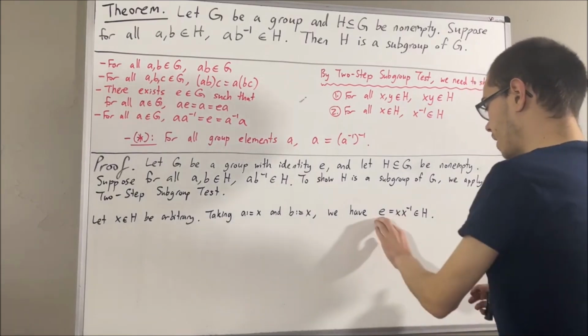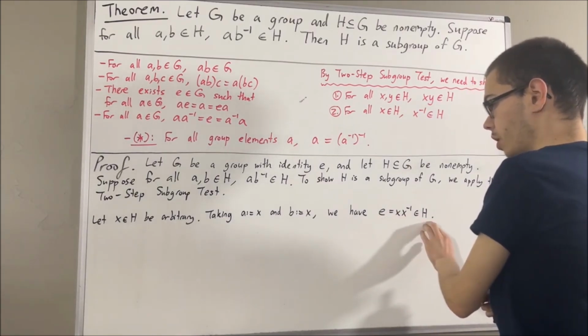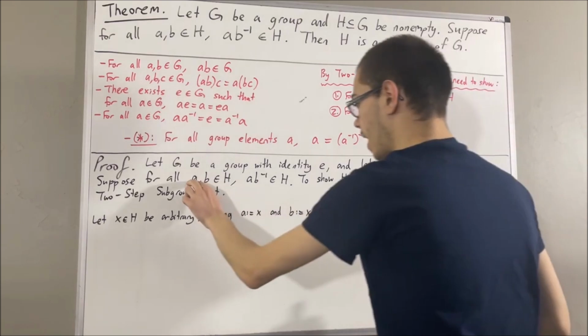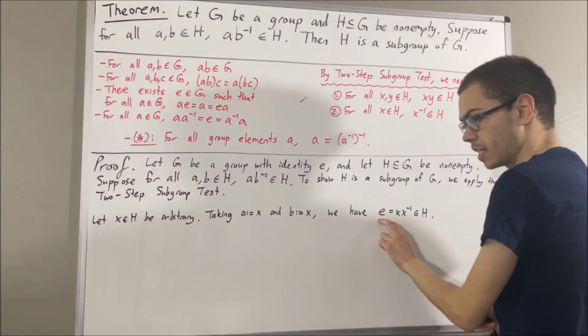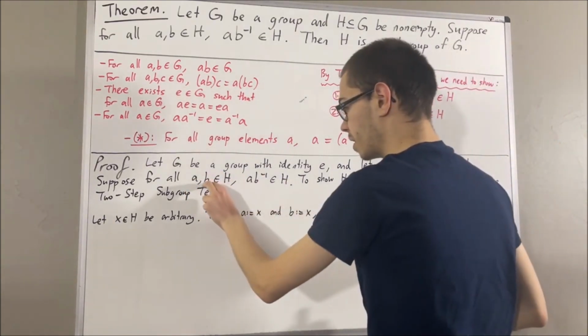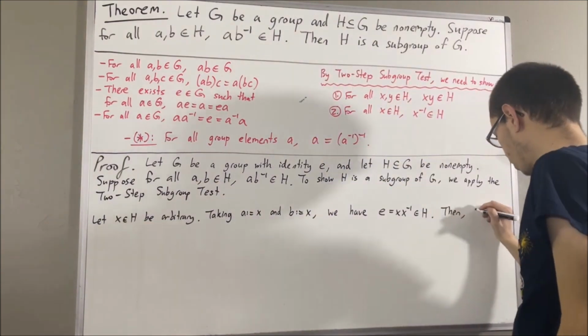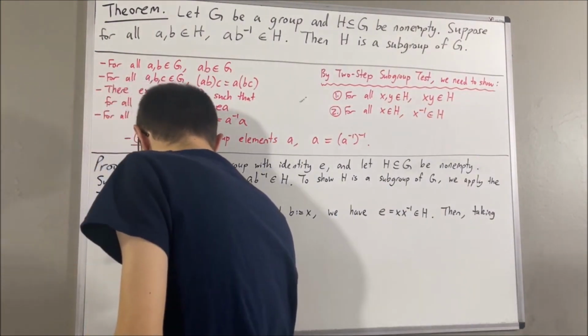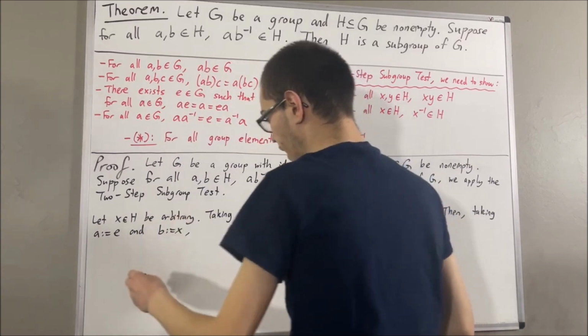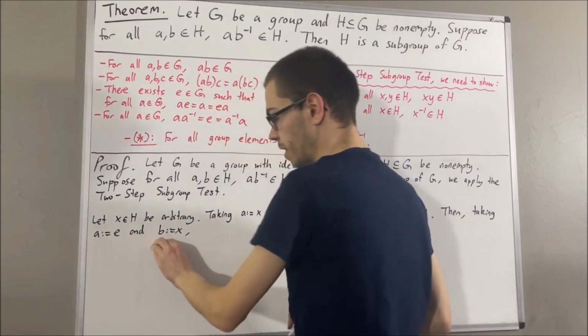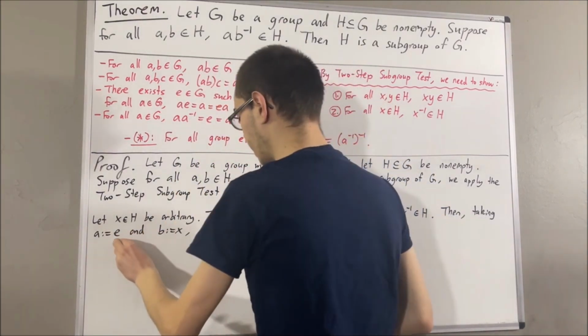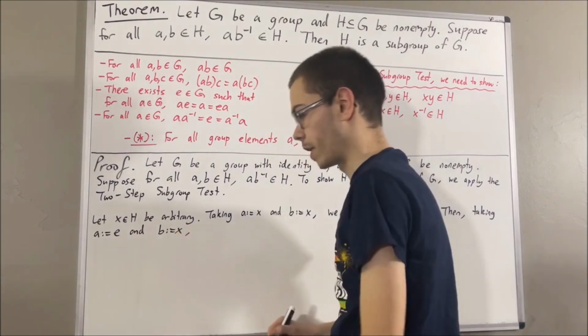So now that we know that the identity belongs to H, what we're going to do is take A to be the identity, and we're going to take B to be X. If we do so, we again have that A times the inverse of B is an element of H. Or in other words, E times the inverse of X is an element of H.